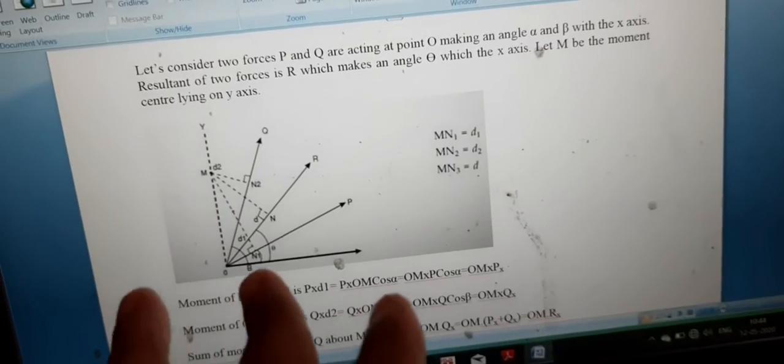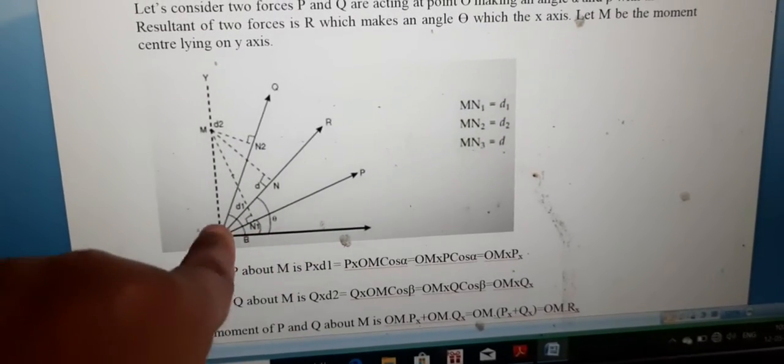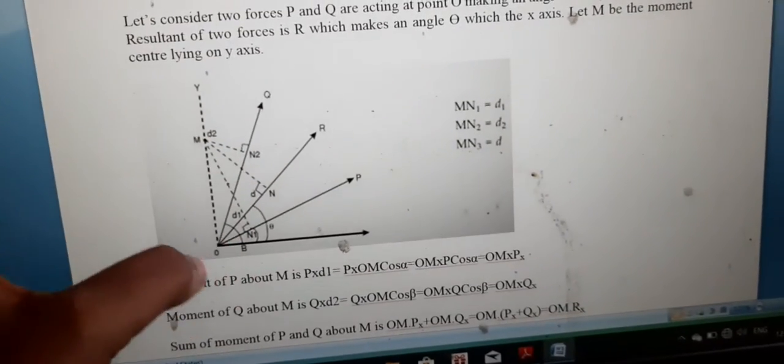So for d1, P and Q intersect at the point O. Here force P is making an angle alpha with this plane. So this angle is alpha. The total angle is 90 degrees, so force P is making an angle 90 minus alpha with the vertical axis. So this angle is 90 minus alpha and this is 90 degrees.